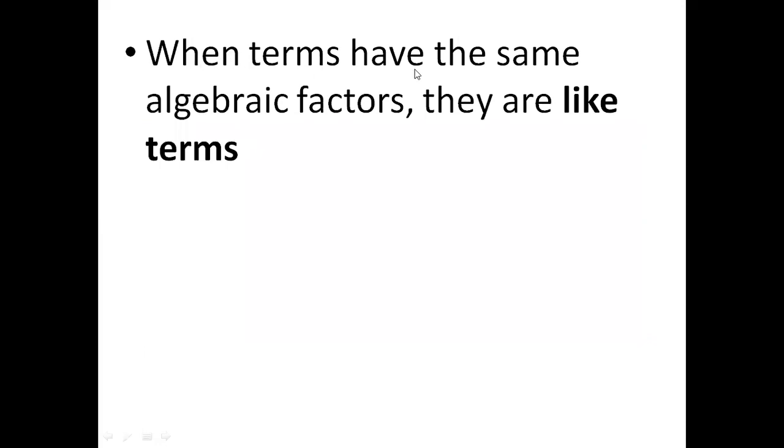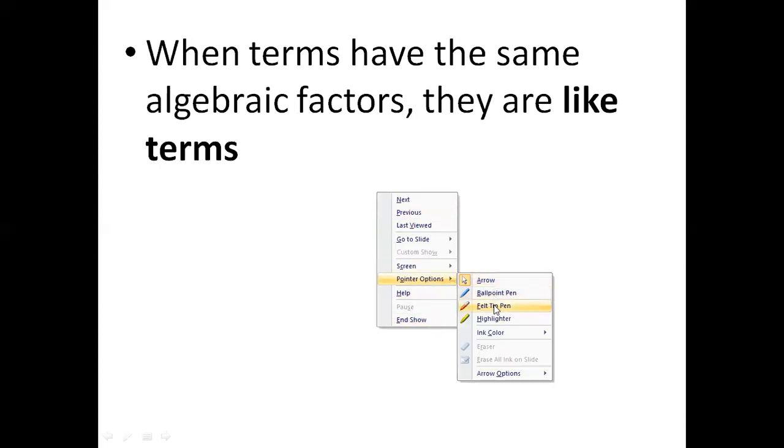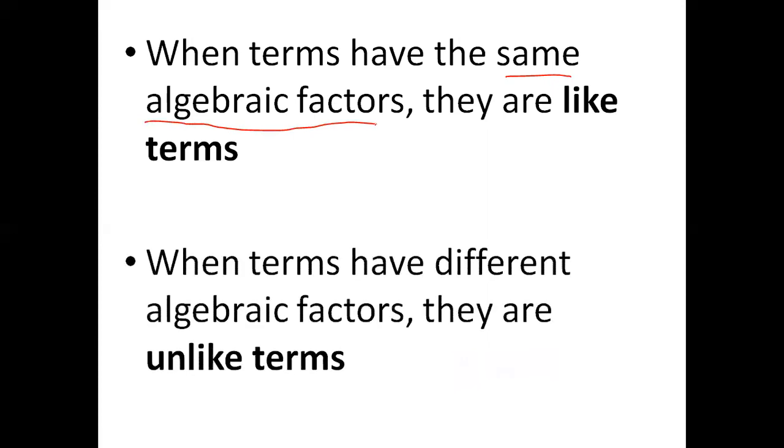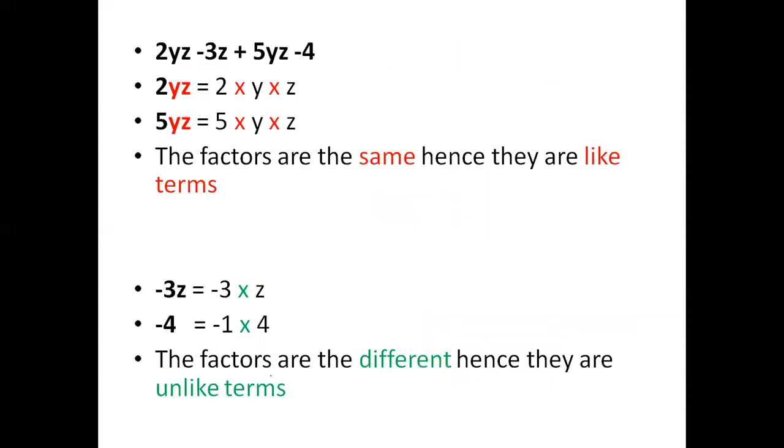Now, when the terms have the same algebraic factors, they are called like terms. So they need to have the same factors. And when we have terms with different factors, they are called unlike terms. We'll take an example so that we understand what are like terms and what are unlike terms.